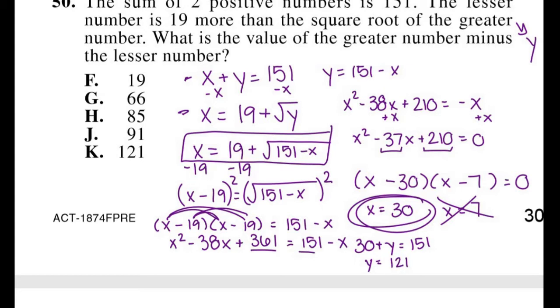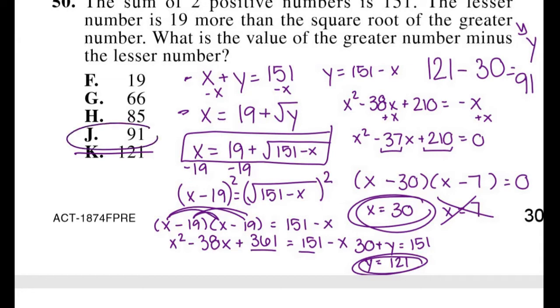Now this question, they're not asking what's the value of y, so it's not K. They want to know what is the value of the greater number minus the lesser number. So they're asking, what is 121 minus 30? You just do 121 minus 30, and you find that that equals 91. So our answer to this question is 91, which is answer choice J.